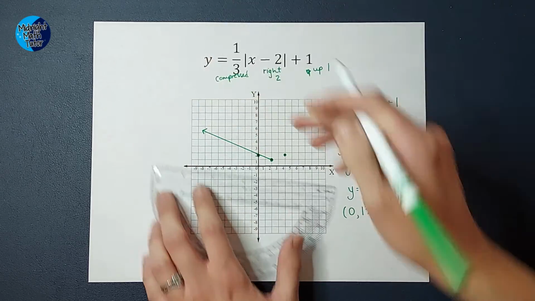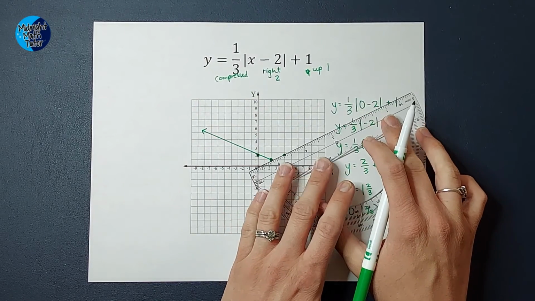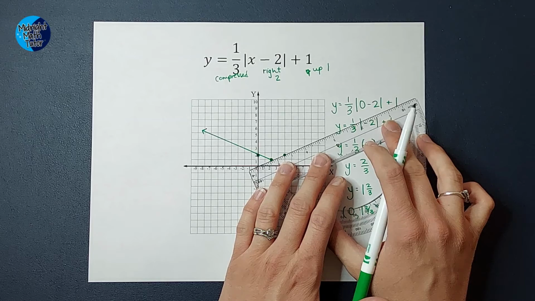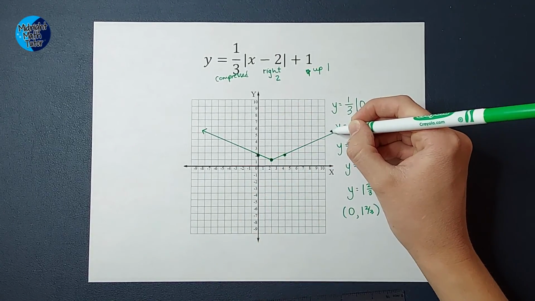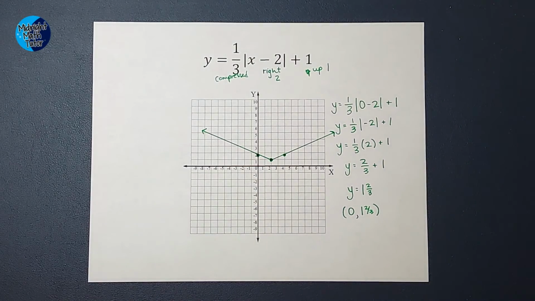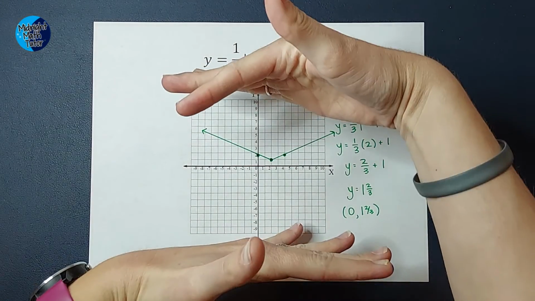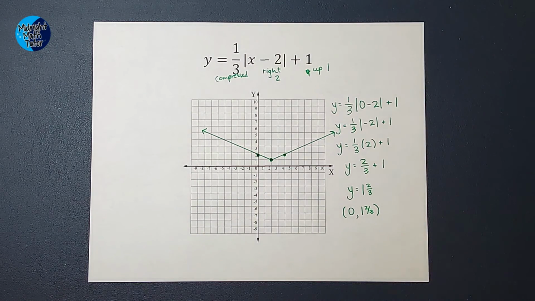From here, we are going to draw our lines. Remember, it's a V. These lines are straight and look a little something like that, okay? So you see how it's a lot more compressed than our parent graph, right? But it's still related to that parent graph, okay?